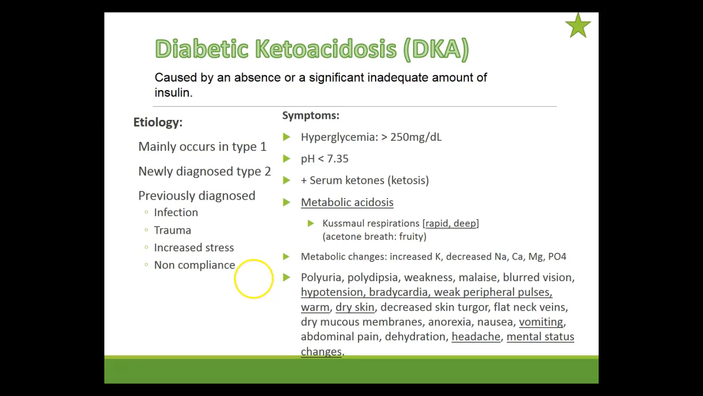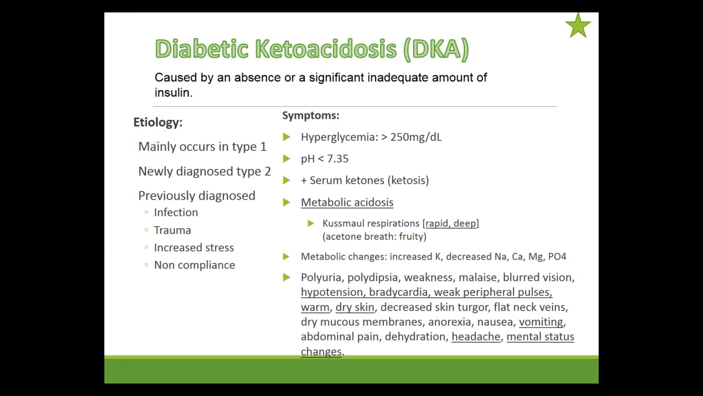Diabetic ketoacidosis. This is an emergency. A lot of type 1 diabetics are diagnosed with type 1 diabetes by getting a DKA diagnosis. This is caused by an absence or significant inadequate amount of insulin. So it will typically happen in type 1 diabetics or newly diagnosed type 2s, which is a little bit more rare.